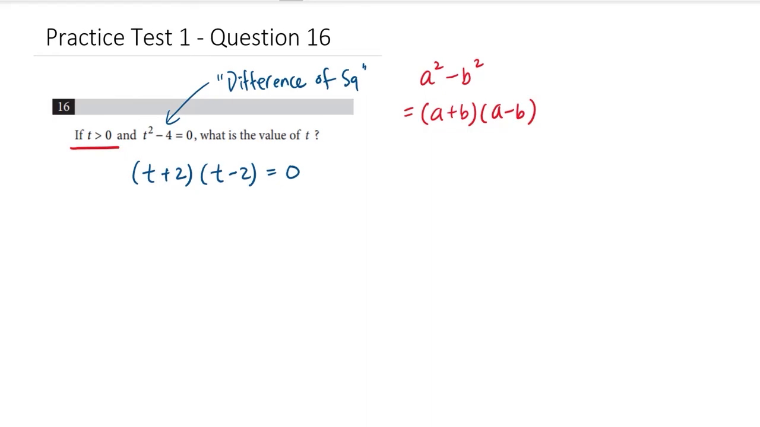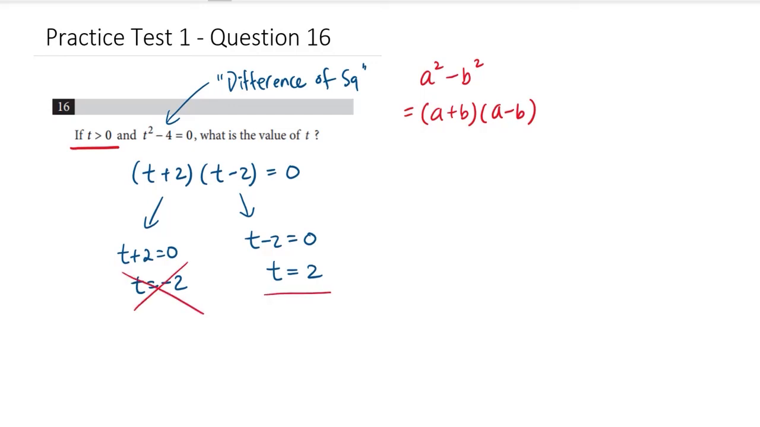Each factor will give you an answer. t plus 2 equal to 0 gives t is negative 2. The second factor, t minus 2 equal to 0, gives t is 2. Going back to the condition that was defined in the beginning, t has to be positive. Since t is positive, negative 2 would not be the answer; 2 would be the answer. So make sure you reject the negative t value in the final answer. So the answer is t is equal to 2.